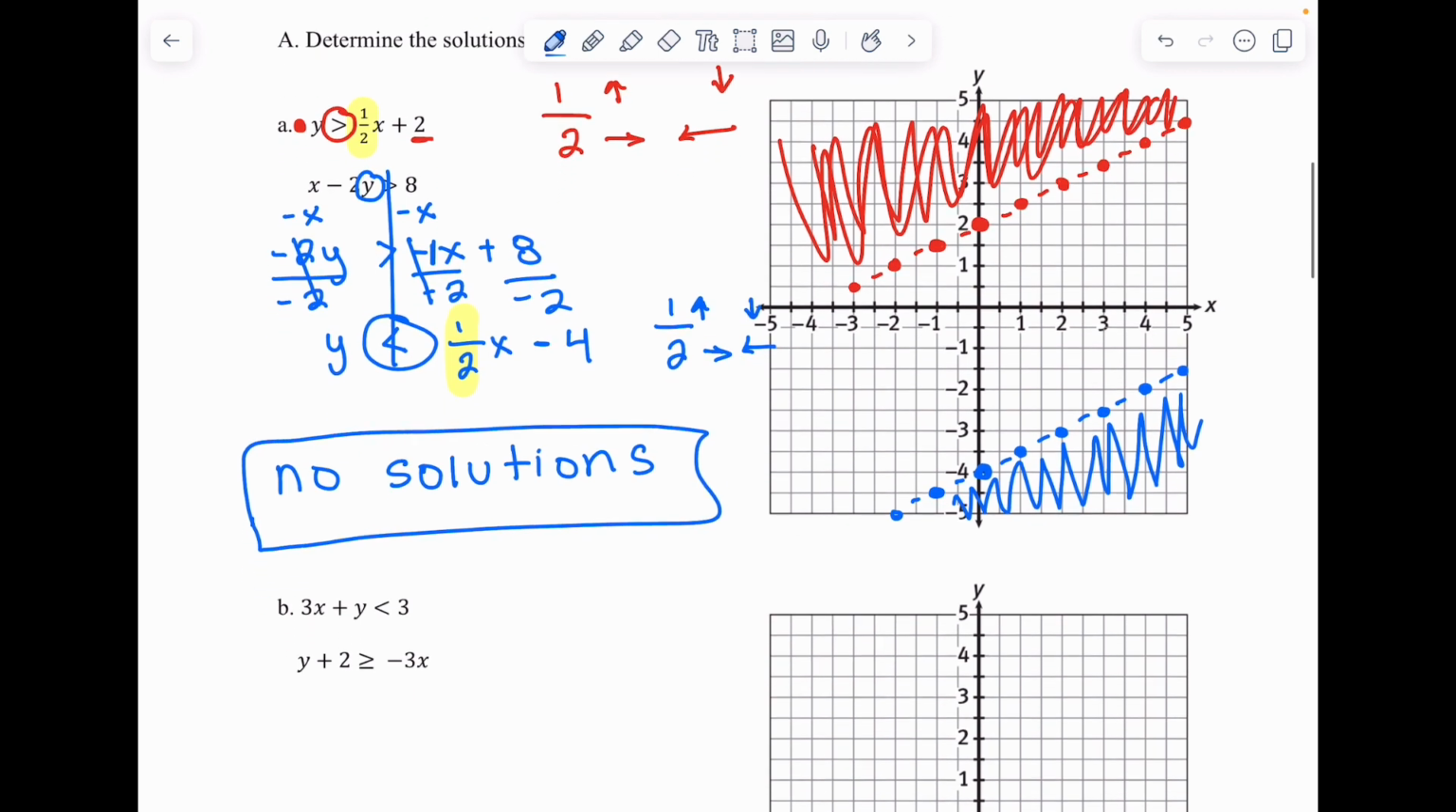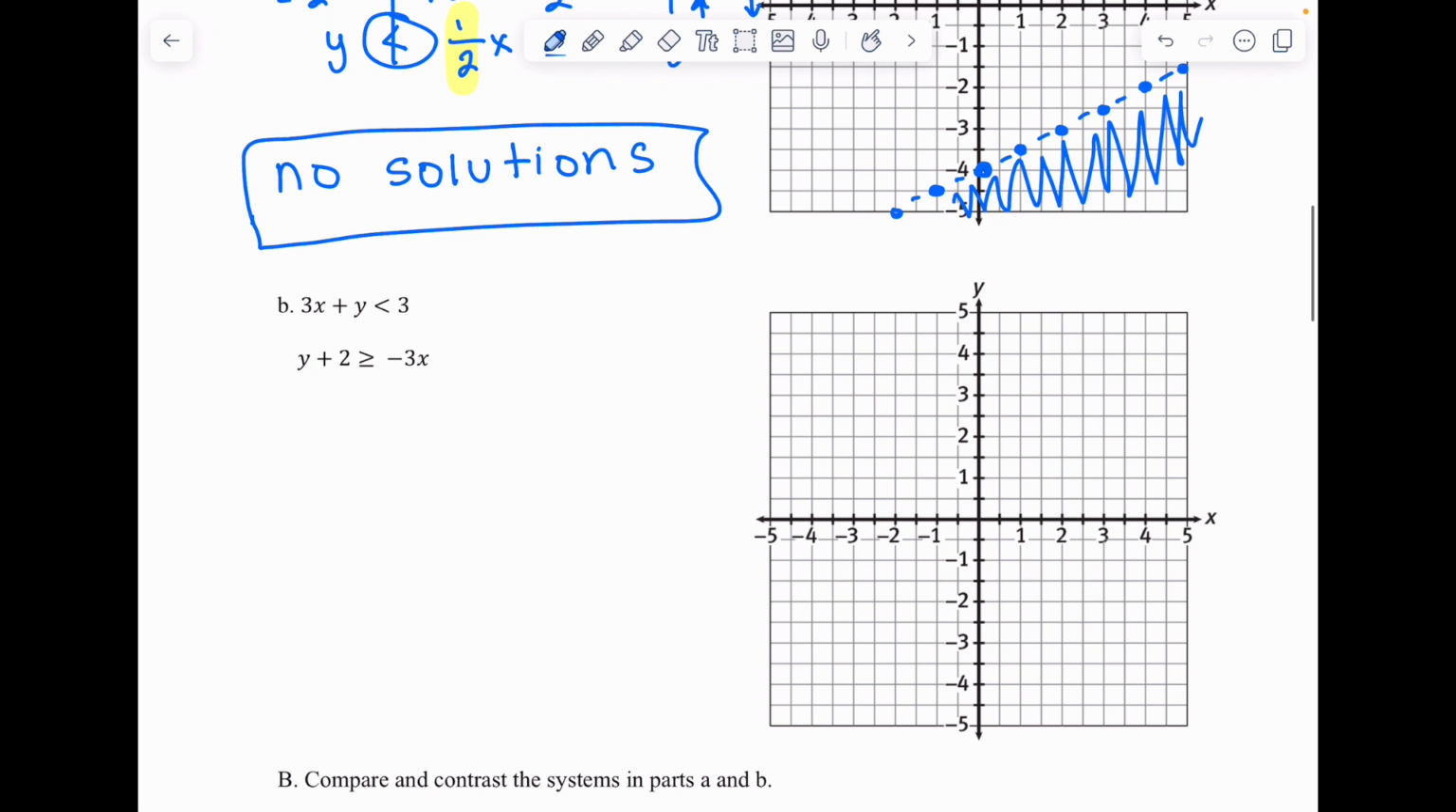Let's try another one. Looking at B, once again, I have to rewrite my inequalities. For the first one, in order to get y by itself, I'm going to subtract 3x from either side. And I will have y is less than negative 3x plus 3. So this tells me that I start at 3. And remember, if we have a whole number slope, we can put an imaginary 1 in the denominator. And this will tell me that I go down 3 and to the right 1 every time.